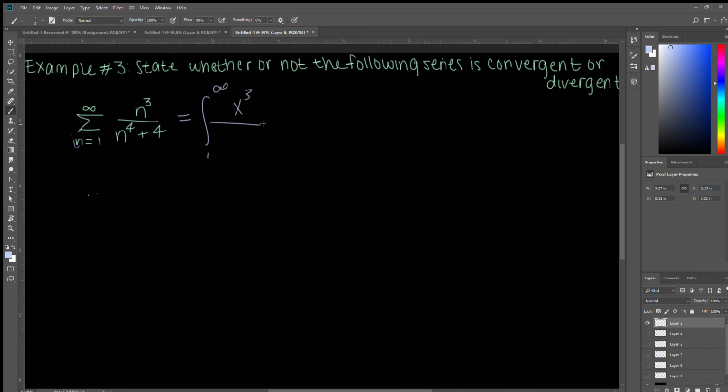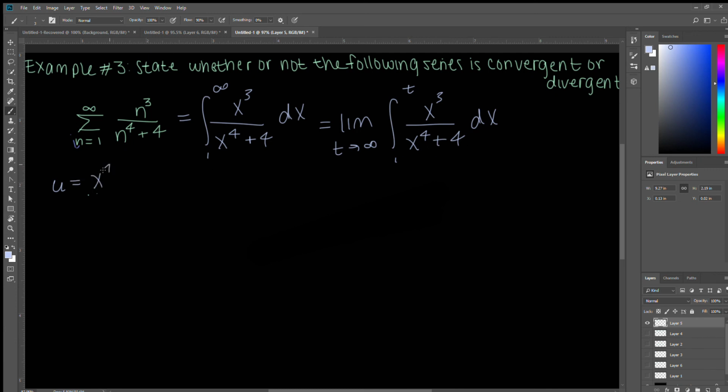So our first step, we're going to be rewriting this as the integral from 1 to infinity of x cubed over x to the 4th plus 4 dx. And since this is an improper integral, we're going to write this as the limit as t approaches infinity from 1 to t of x cubed over x to the 4th plus 4 dx. And similar to the last one, we are going to be using u substitution to clear out this denominator, since it looks like it'll work out really nice with the numerator.